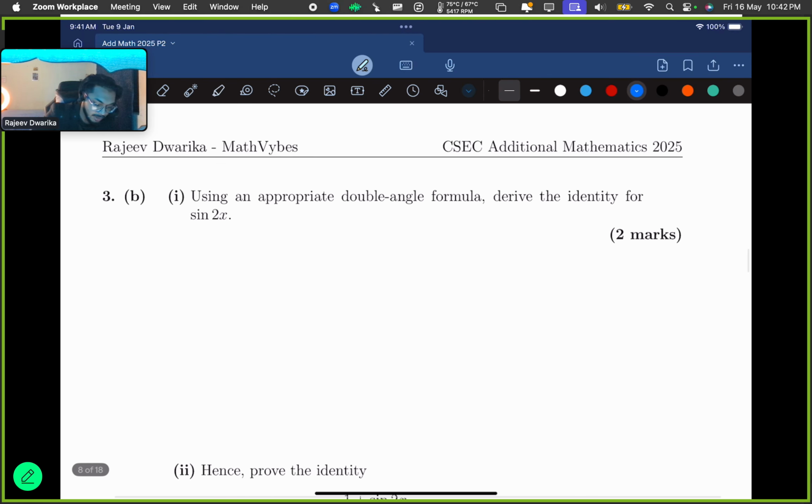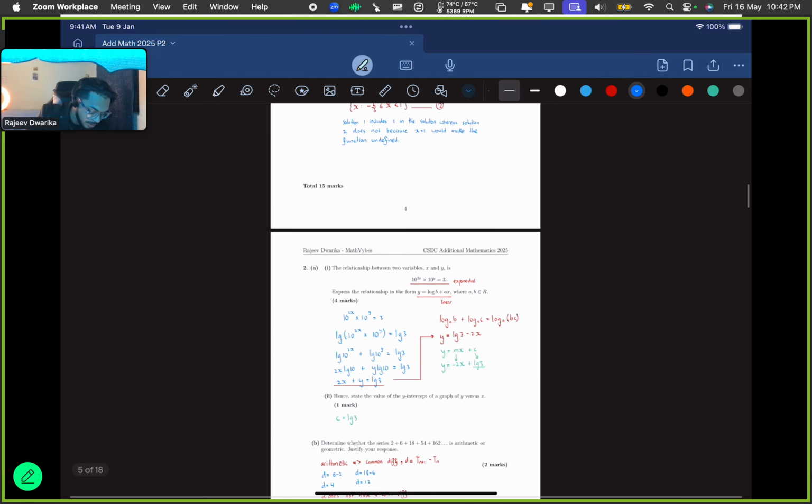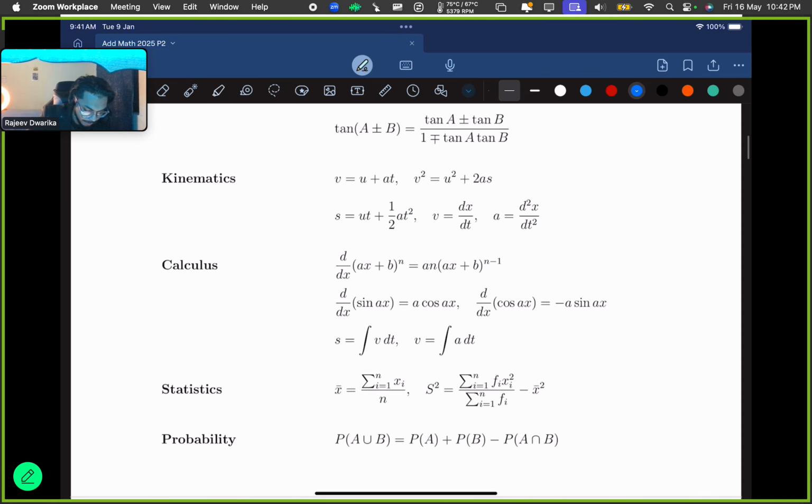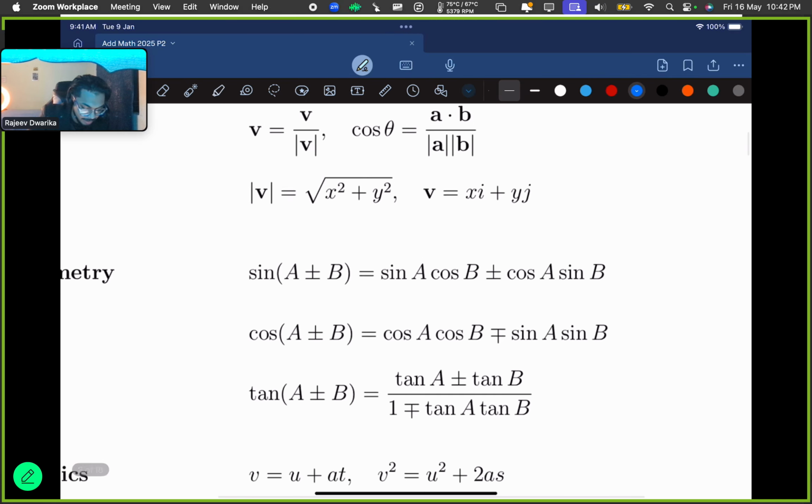Using an appropriate double angle formula, I think they mean to say compound angle formula, derive the identity for sine 2x. I looked at this last night. So I'm pretty sure I get this correct, because in the crash course I remember you deriving this. So if you have the compound angle formula for sine A plus B, guys, I don't have a reason to get that wrong, because it's in the formula sheet. So you can't get that wrong.